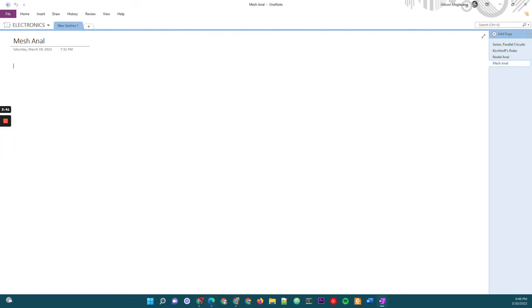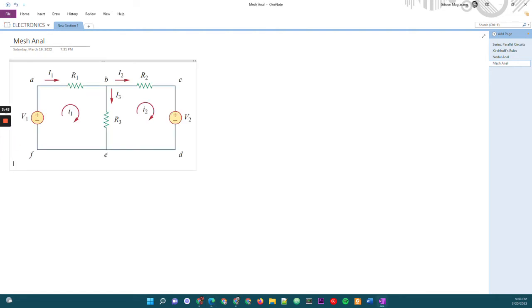Okay, so given this circuit, if you take a look at the circuit diagram, we have two voltage sources, V1 and V2, and we have three branches or three resistors or resistances, and we have two nodes sa kanilang case.